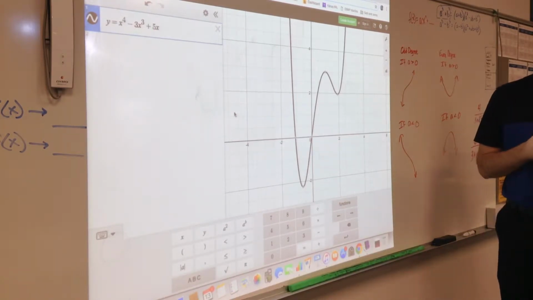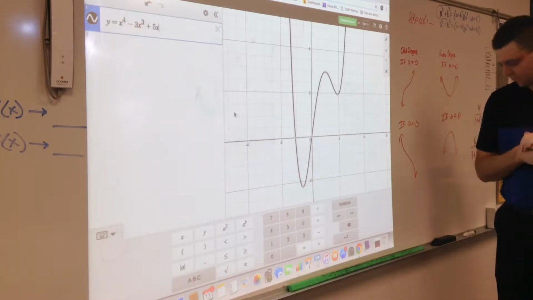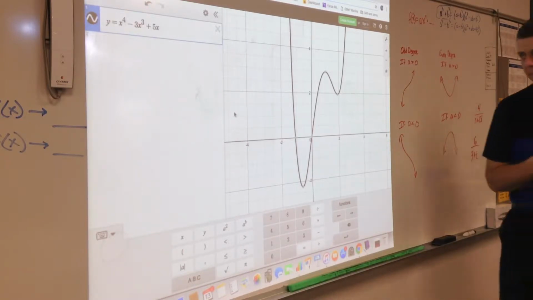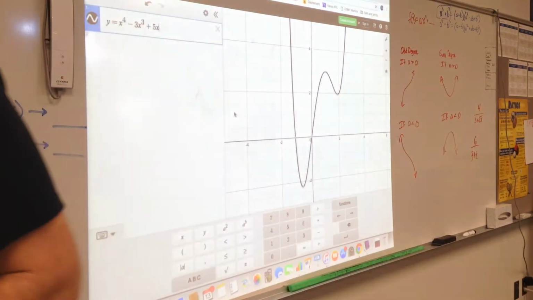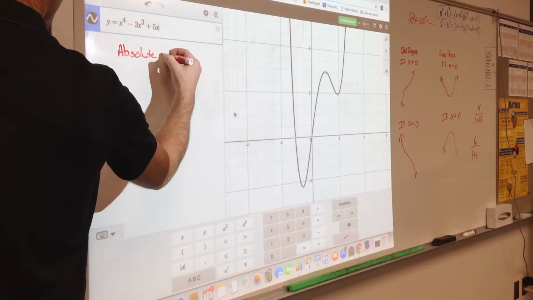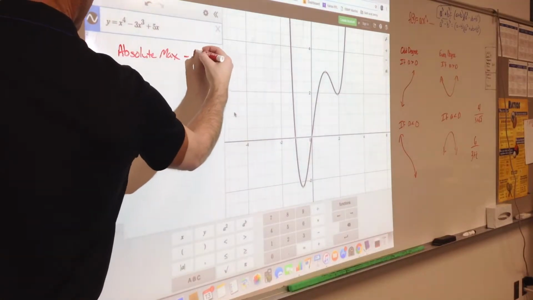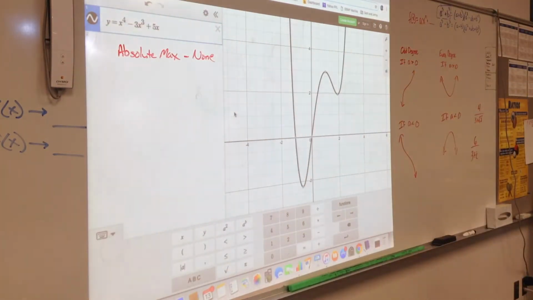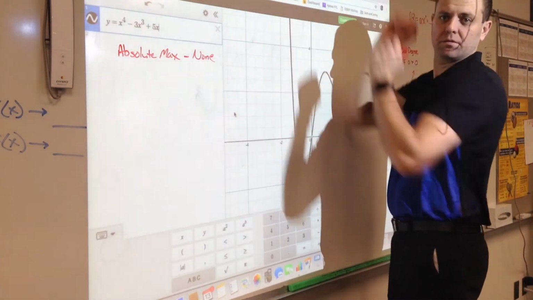This graph does not have an absolute maximum. Want to guess why? It goes up forever. So there is no absolute maximum. All right? An absolute maximum would be the highest y-valued coordinate that a graph has. Okay? And in this particular graph, it does not have an absolute maximum because it goes up forever.